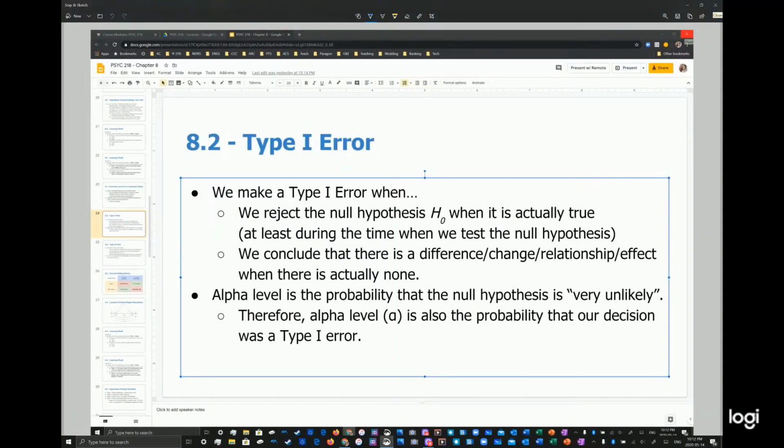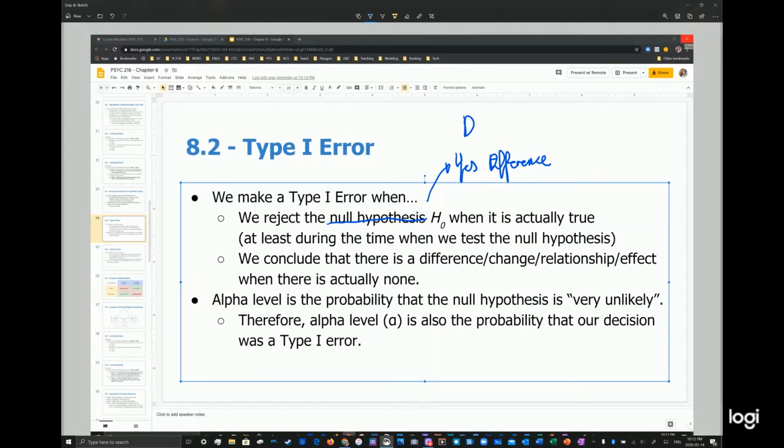So remember, the null hypothesis is the answer that says there's no difference. So if we reject the null, we say, yes, there's a difference. But it turns out it's actually true. So that means we decide that there is a difference, but the situation, what happened on test day, is there was no difference. So in that case, our decision is wrong. It turned out to be wrong. And that's a type 1 error.